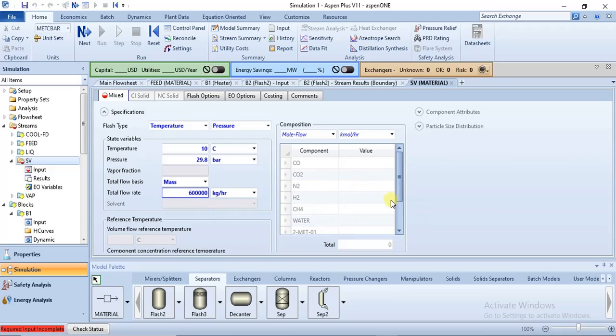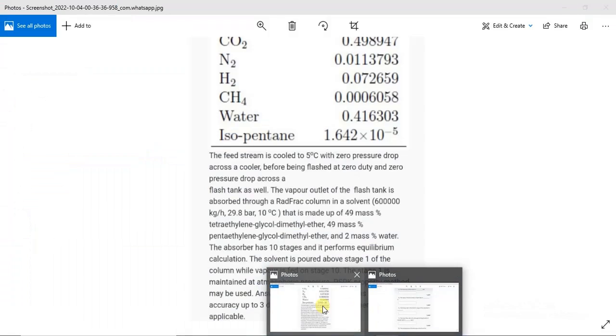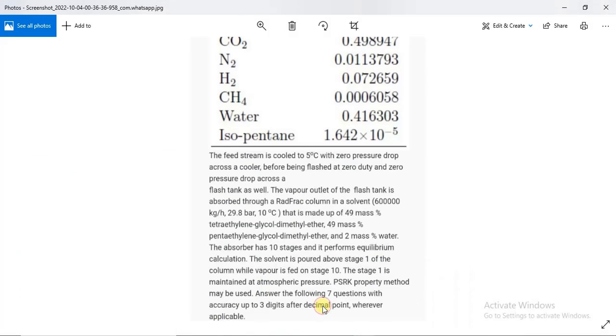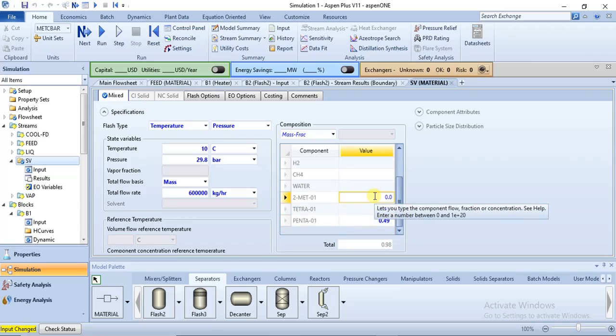Then you have your composition. You have these two components. I think it should be mass frac. Yeah, mass frac. Let me see. Yes, so we are using mass frac. You have 0.49 for each, and then 0.02 for water. Right, so this is fully specified.